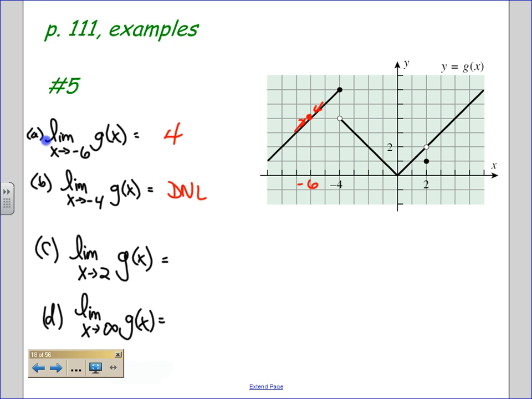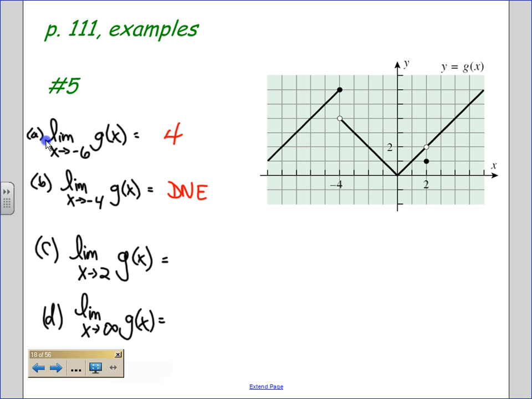Does not exist because as you come from the left, what's the limit? As you come from the left, what's the limit? 1, 2, 3, 4, 5, 6. Good. As I come from the right, what's the limit? Ooh, those don't agree, so it does not exist.